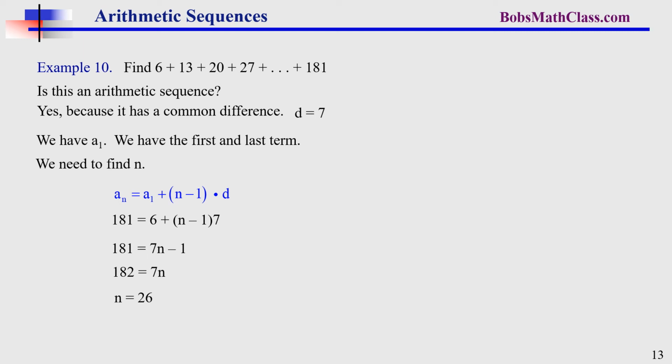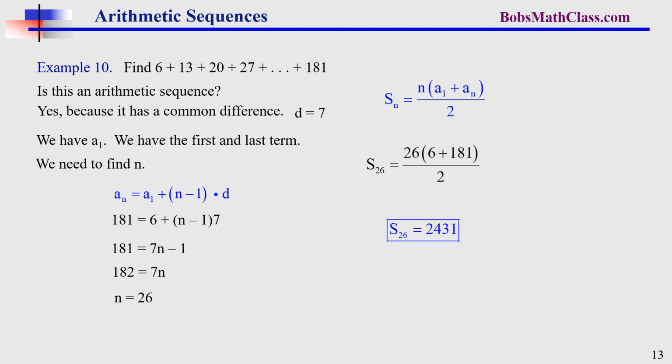Okay, so we have all the information that we need to use our formula. We have n, we have a1, and we have an. Again, an is the last term. So plug all those numbers into the formula, use your handy dandy calculator, and you should get 2431.